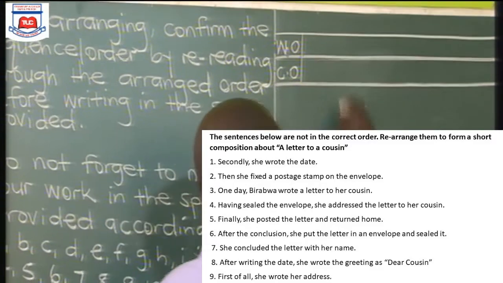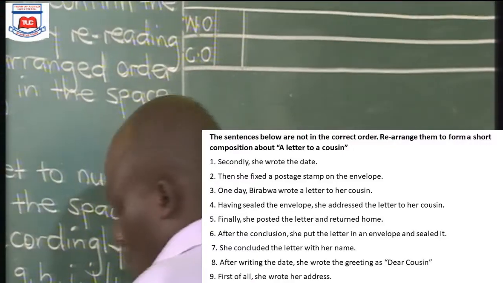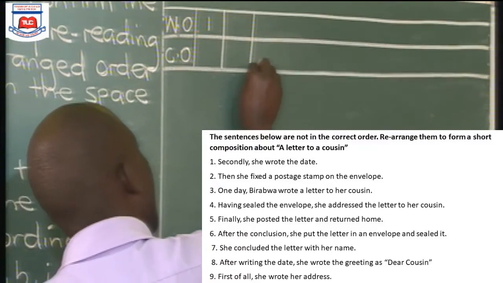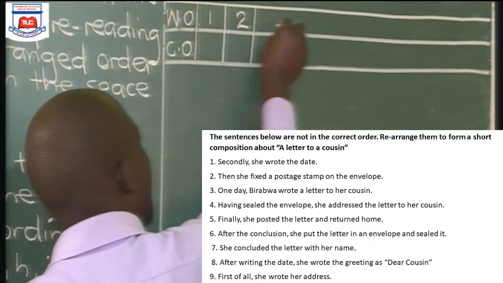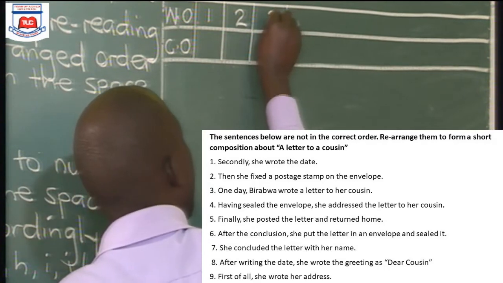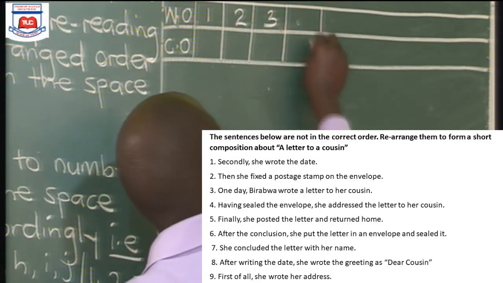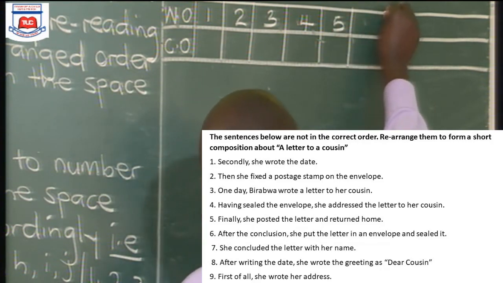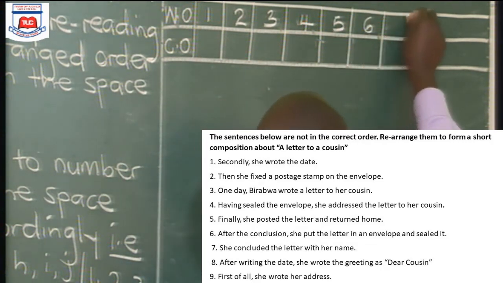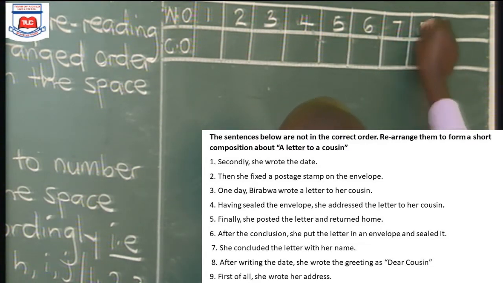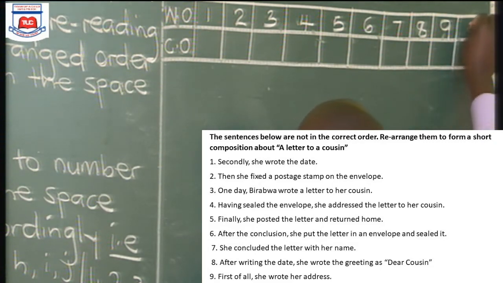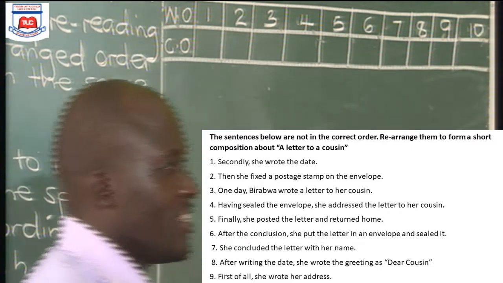Take note of that. So the wrong order here is, what have they used? They have used 1, 2, 3. Number 1 is the wrong order. Number 2 is a wrong order. Number 3 is a wrong order. Number 4, number 5, number 6, number 7, number 8 are wrong orders. Number 9 is a wrong order, as well as number 10. Now, what is the correct order?